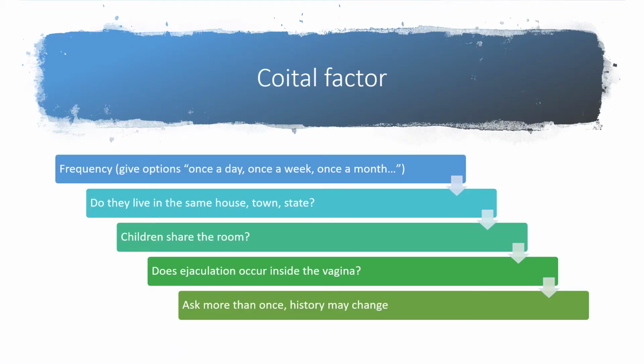Coital factor. The frequency is important, but don't ask how often you have sex. Give the couple options. Do you have sex once a day, once a week, once a month? Do you live in the same house, in the same town, in the same state? I often have couples where the partner is, let's say, in Ethiopia or in Europe. So that's important to know.